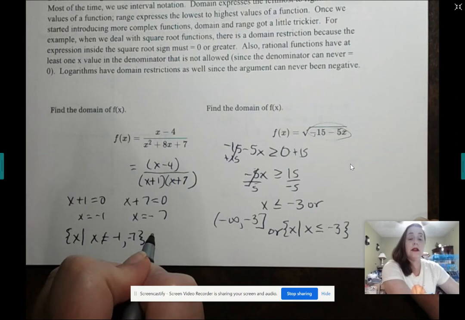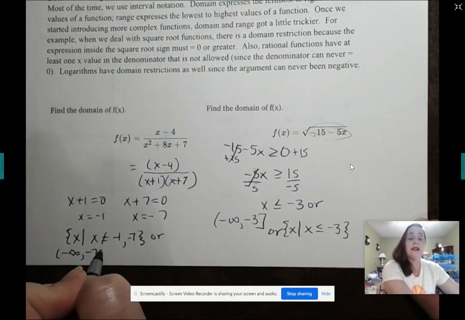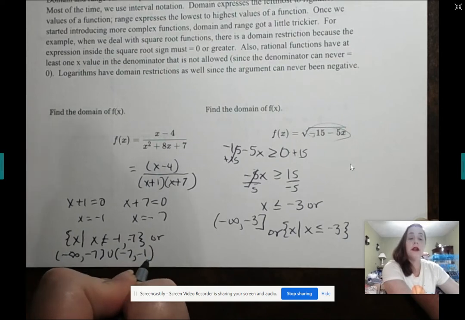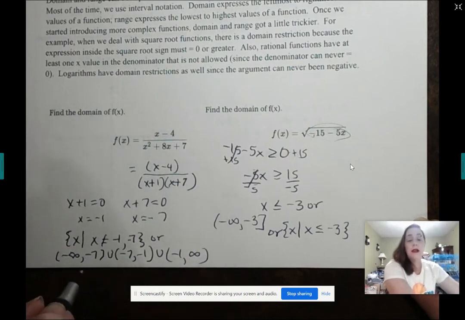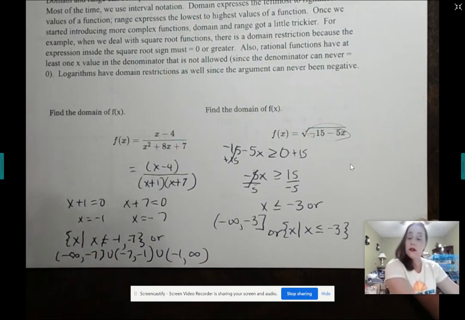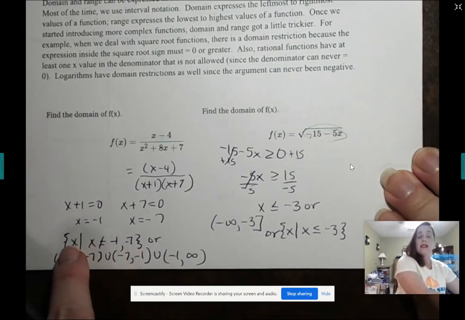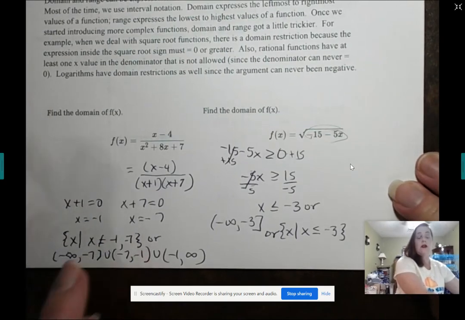You could write interval notation to say anything from -∞ to -7, not including -7, and anything from -7 to -1 will work, but not including either, and anything larger than -1 will also work. Those both say the same thing. This is longer, this one's a little shorter, but if we're not as comfortable with set notation, you have options there. But basically, you can always put it in here and just show it's the set of all real numbers of x, except x cannot equal -1 or -7.